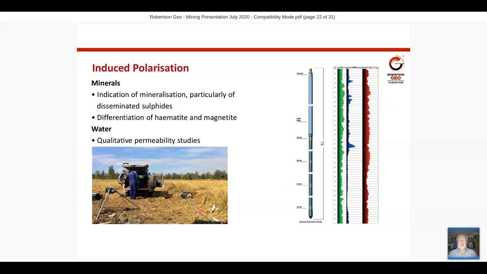The induced polarization tool is used in particular applications where we require an indication of mineralization, particularly of sulfides. We have a lot of minerals, a lot of ores that express themselves as sulfides in the ore body. So induced polarization can be used, for example, to differentiate between hematite and magnetite in an iron ore situation. It can also be used in water evaluation for permeability studies. How easily or how poorly is water able to move through the formation?